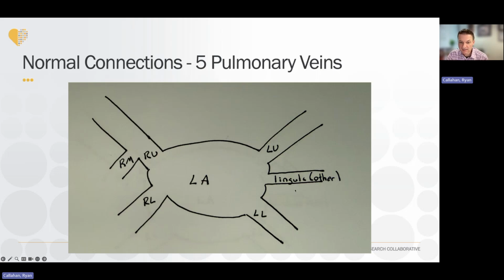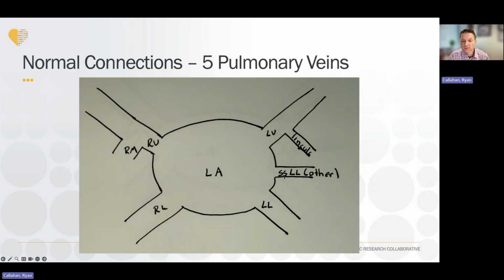Similarly, the lingula could enter the left atrium on its own, and we don't have a designation for lingula, so this would also be characterized as an other vein. Or the superior segment of the left lower, which normally connects to the left lower, could enter the left atrium on its own, yielding you 5 pulmonary veins, and this would also be labeled as an other.